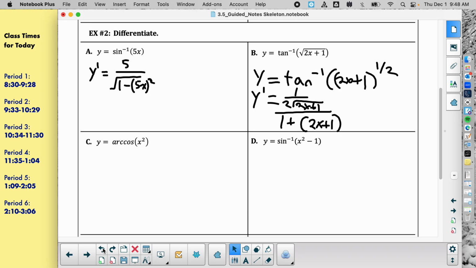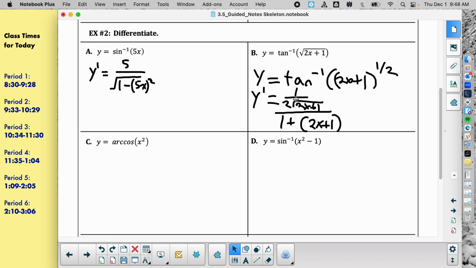So currently, this is 1 over 2 root 2x plus 1. Yes. That's your derivative over 1 plus 2x plus 1. Yes. Okay. We forgot something minor up here. You're very close. The derivative on top is very close.